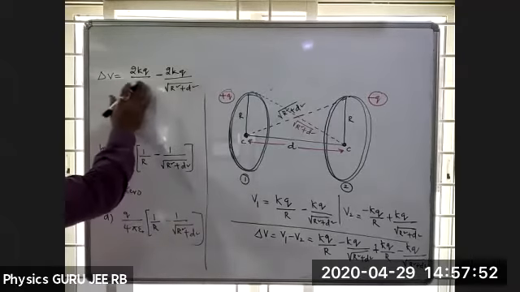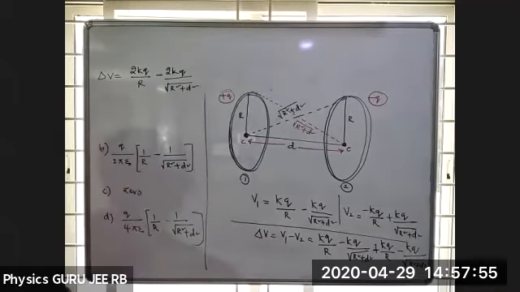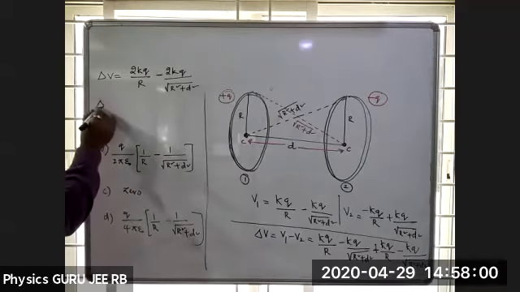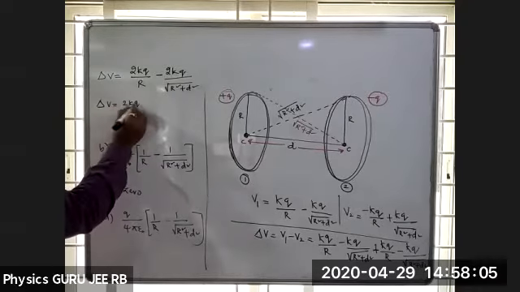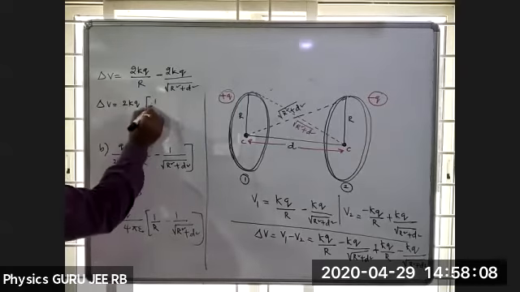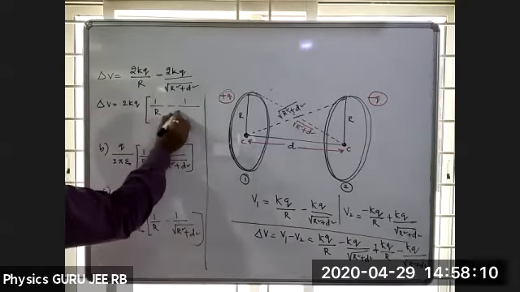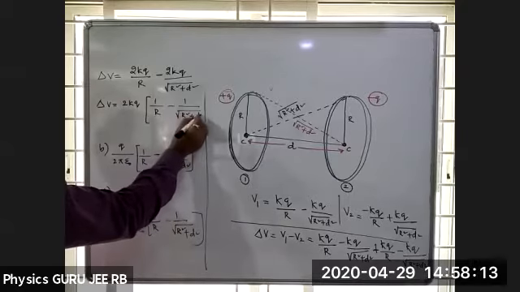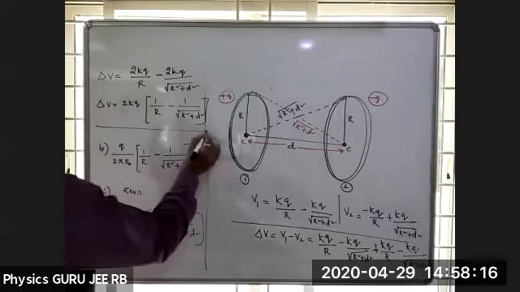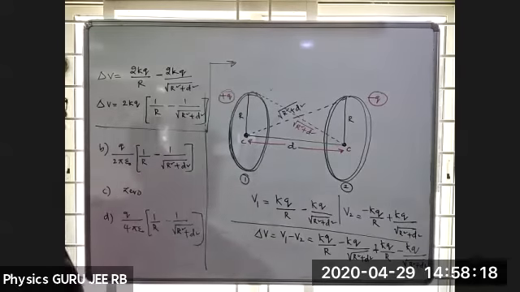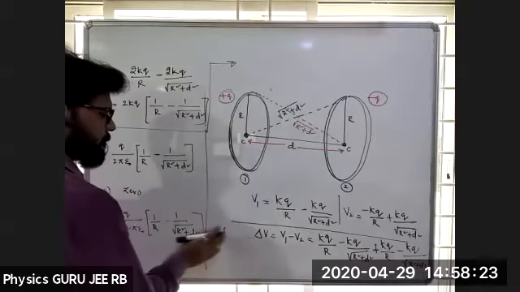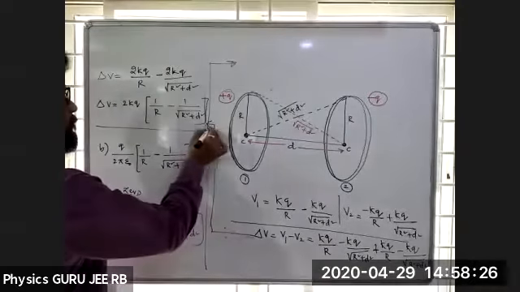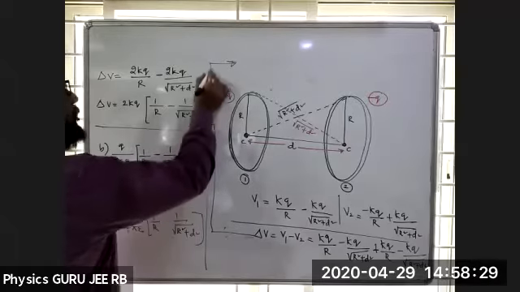Fine, this is capital R. Then what can I write? K is nothing but 1 by 4 pi epsilon naught. So delta V equals, taking 2KQ common, 1 by R minus 1 by under root of R square plus D square. Right? So from here onwards, I'm shifting here.